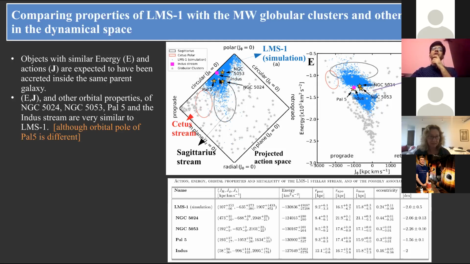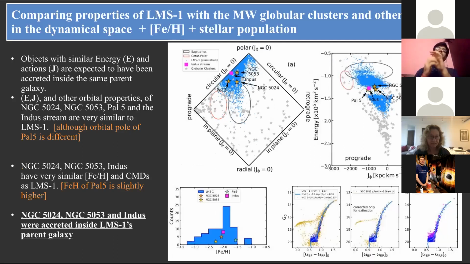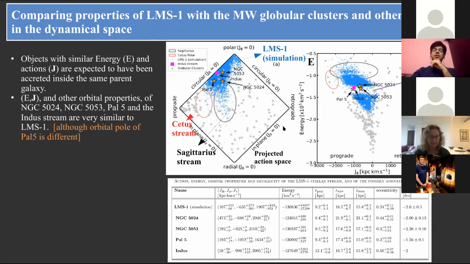You can also see another stream in this, which was one of the few streams that we tried, whose orbits we integrated and compared with LMS1. And even the Indus stream overlaps with LMS1 in this dynamical action energy space. And then we also compared other orbital properties of these objects, which can be done as a side check to ensure that overall the orbits of these different systems compare well with that of LMS1. So this was just evidence in the dynamical space.